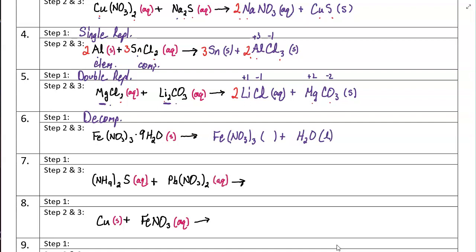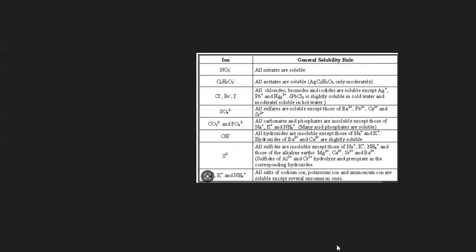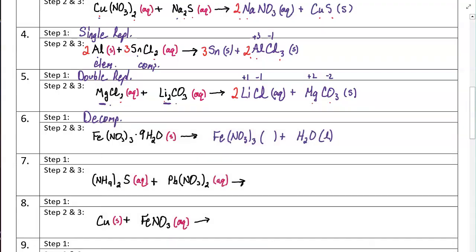The water will be a liquid. The iron nitrate will either be solid if it doesn't dissolve in the liquid water that has just been produced, or it will be aqueous if iron nitrate is dissolvable in liquid water. If you look at your solubility chart, nitrates is the very first row. It says all nitrates are soluble. So the iron nitrate dissolves in water. It's aqueous. Step 3, balance the equation. It's really straightforward. We just need to get that 9 in front of that water.